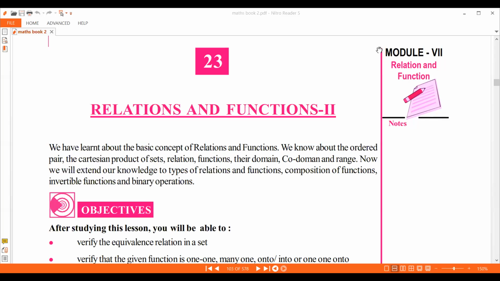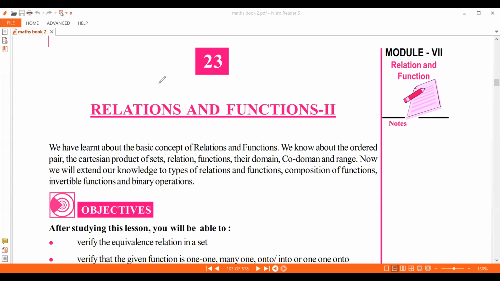And now our topic of discussion today is relations and functions. This is part 2 and part 1 is in the book 1. So I'll just give the glimpse of what is a relation.